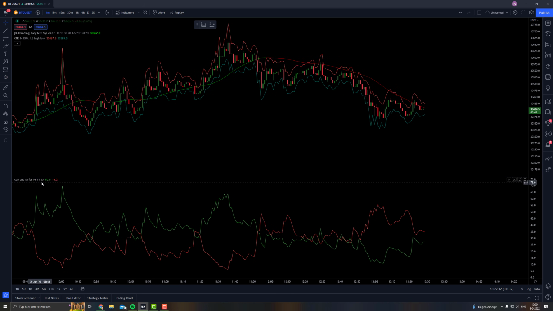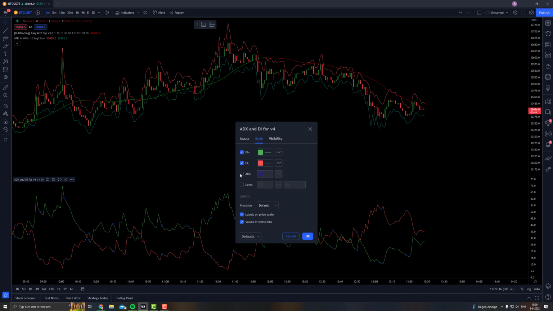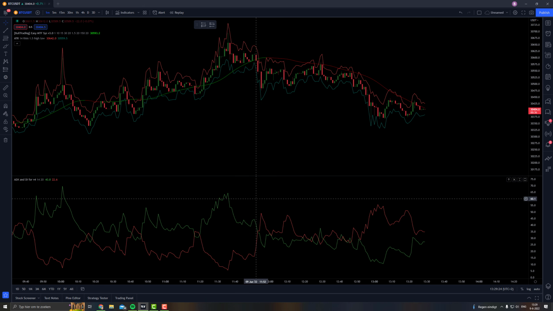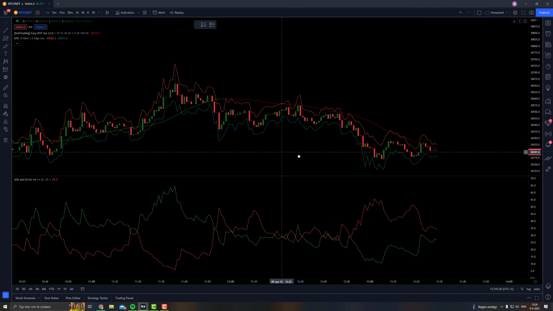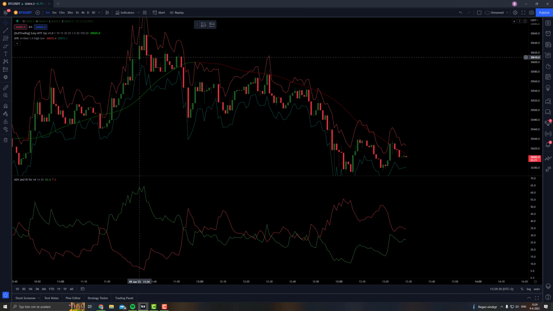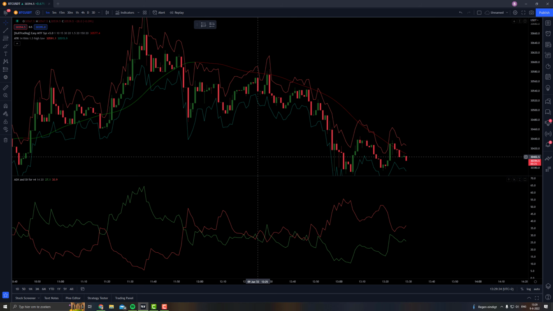And for the ADX and DI, when you go to the settings, I disabled the ADX and the level. I only want to see the crosses of the DI. So we are looking for a few scenarios. So when we have all these settings, I hope you followed along.